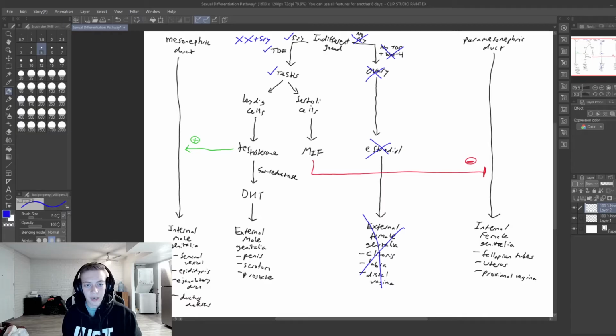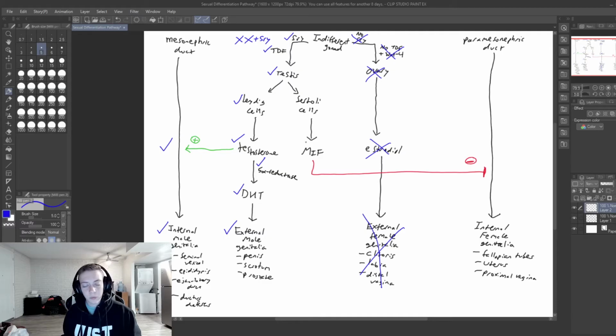And since we have a testis, we have Leydig cells and Sertoli cells. Our Leydig cells are going to produce testosterone. Testosterone is going to encourage the maintenance of the mesonephric duct, and so we are going to keep this, and we are going to keep our internal male genitalia, so we are going to develop a seminal vesicle, the epididymis, the ejaculatory duct, and the ductus deferens. And then our testosterone is going to be converted by 5-alpha reductase to DHT, and since we're going to assume we still have these intact, we do produce DHT, and we do produce external male genitalia, such as the penis, the scrotum, and the prostate.